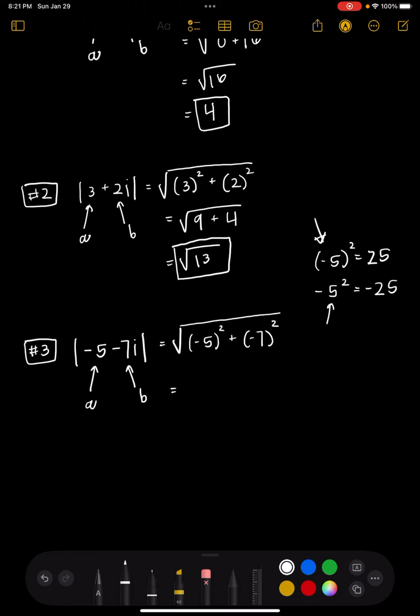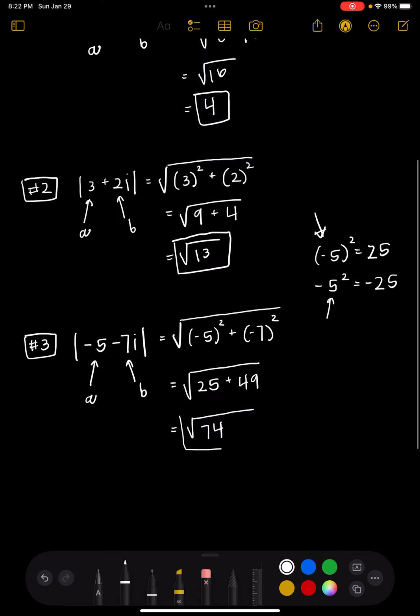So when we simplify this, we're going to have negative 5 squared, which gives me positive 25, and then plus negative 7 squared, which gives me, oh, sorry, not 30. 7 squared is 49. All right. And 25 plus 49 gives me 74. Now, the square root of 74, I believe, can be simplified, but let's double check. Nope, it can't. So my final answer is just the square root of 74.